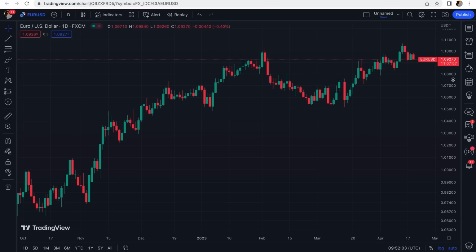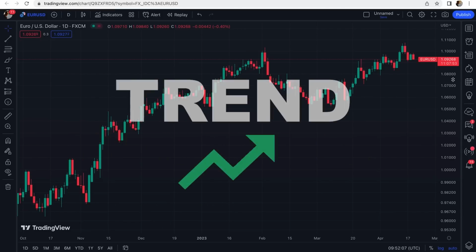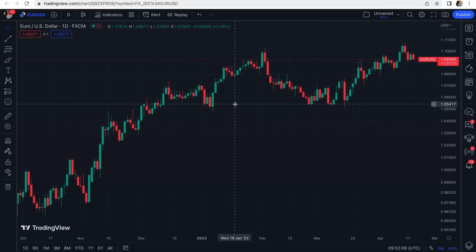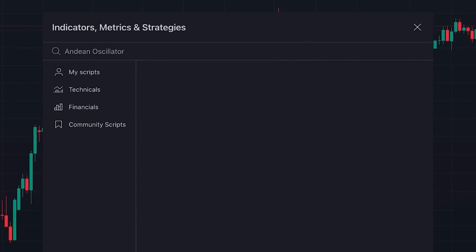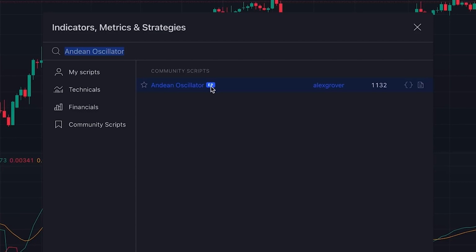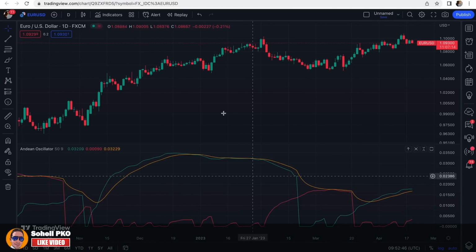In this video, I want to show you a magic indicator on TradingView that helps you to easily identify trends in the market. To add this wonderful indicator to our chart, here we click on indicators and we search Andean oscillator, this one, which is an editor specs indicator, and it's written by Alex Grover. Alright, this is the indicator, and as you can see, it's added here below the chart.